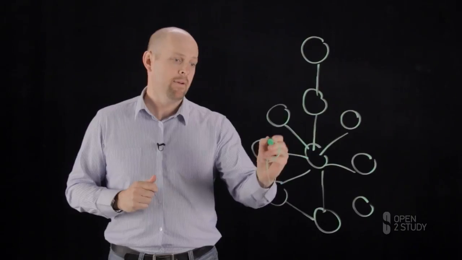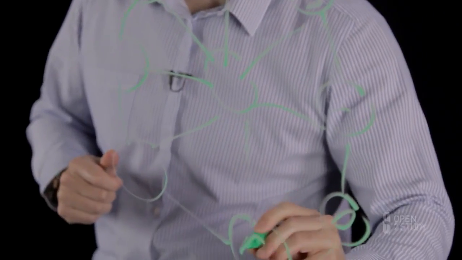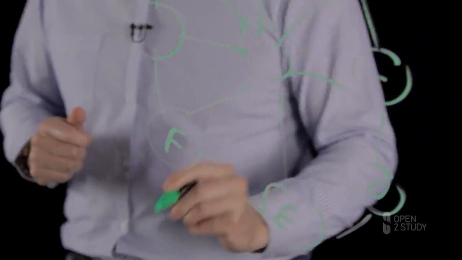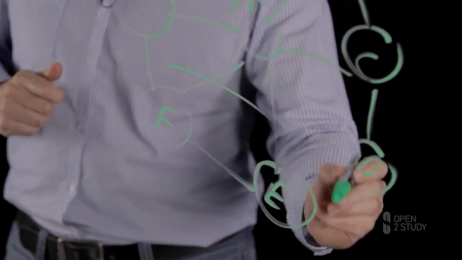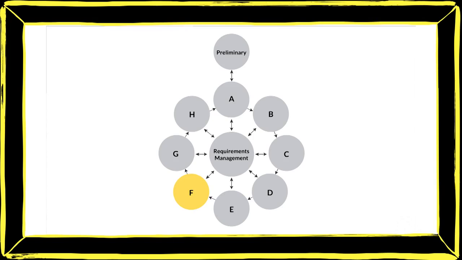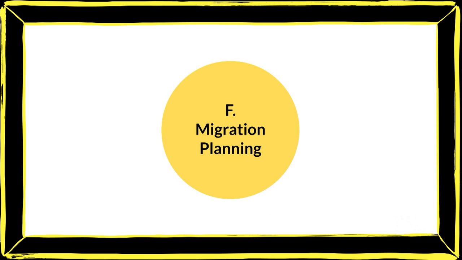So what we have, right down the bottom here, is phase A, B, C, D. We're now dealing with phase E and F here. And at this section here is where we deal with the transition iteration. And now we're moving into phase F, which is all to do with migration planning.